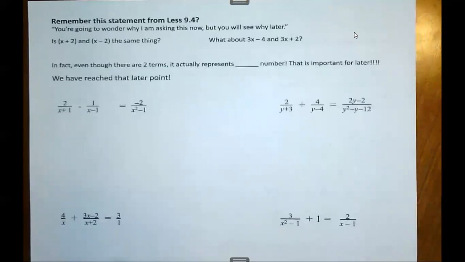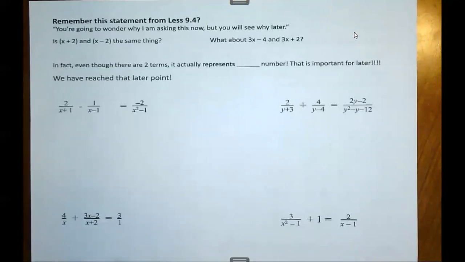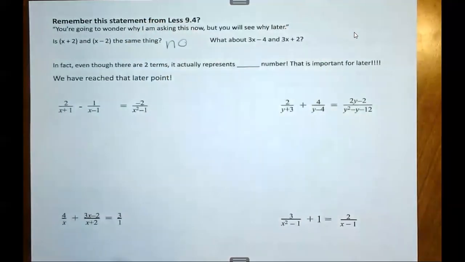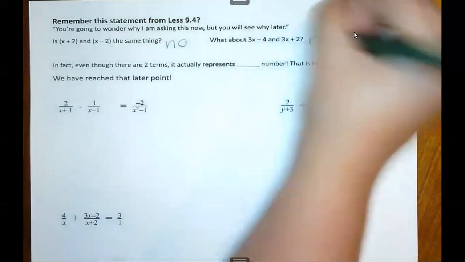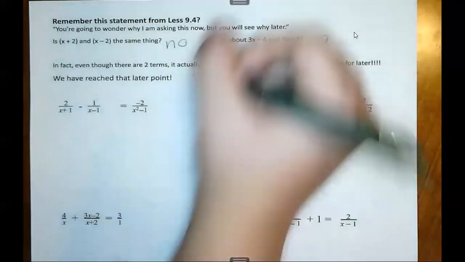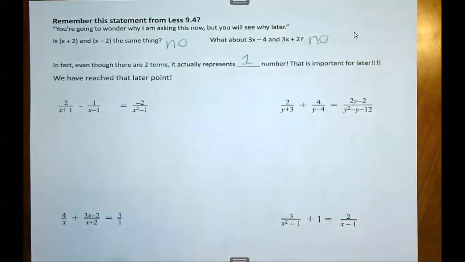All right, flip it over in the back. So if you remember in the last lesson, you're going to wonder why I'm asking this now, but you'll see later. I asked you if x plus 2 and x minus 2 were the same thing. We plugged in 2. We said no. Then I said, what about 3x minus 4 and 3x plus 2? Again, we said no. In fact, we said, even though these are two terms, it actually just represents one number. That is important for later. Well, here we are in the later.